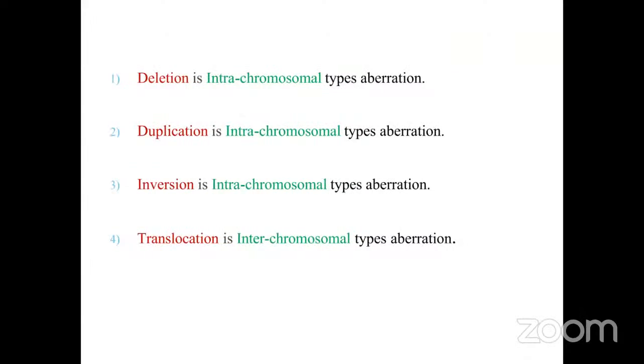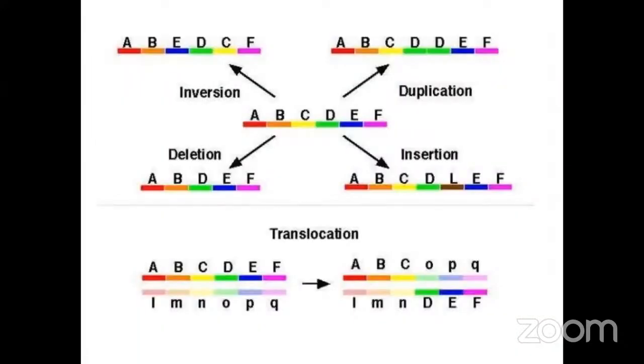So deletion means some part of the chromosome is getting deleted, which is intrachromosomal. Duplication means some part of the chromosome is duplicated, which is also intrachromosomal. Inversion means the gene sequence on some part of the chromosome is getting inverted, which is also intrachromosomal. But translocation means exchange of genetic segments between different chromosomes, which is an interchromosomal type of aberration. So deletion, duplication, inversion, and translocation are all structural chromosomal aberrations.